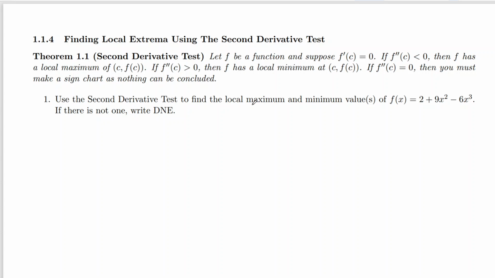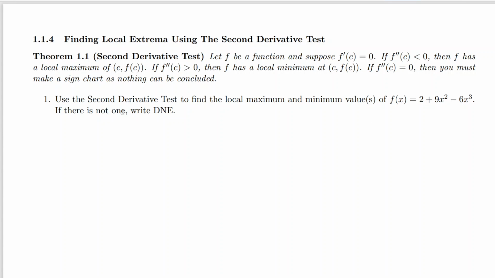And we are told to use the second derivative test, so it must work. We're probably not going to end up with this situation. It says use the second derivative test to find the local maximum and local minimum values of f of x equals 2 plus 9x squared minus 6x cubed.